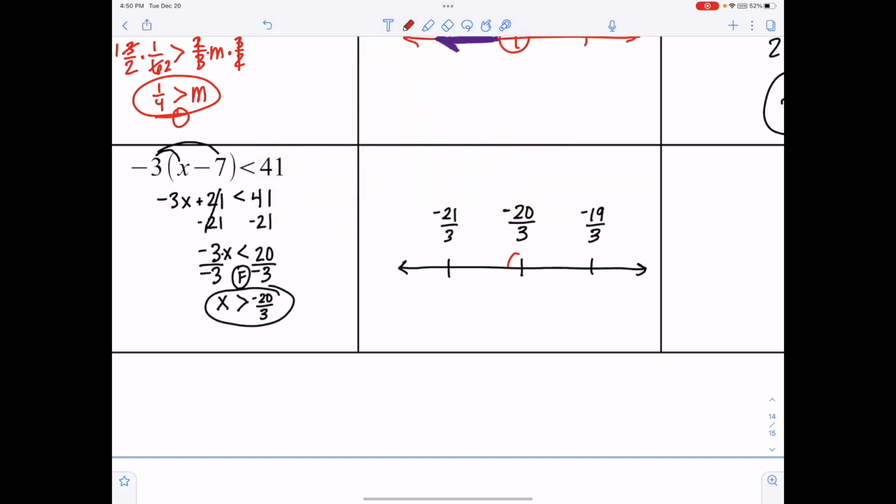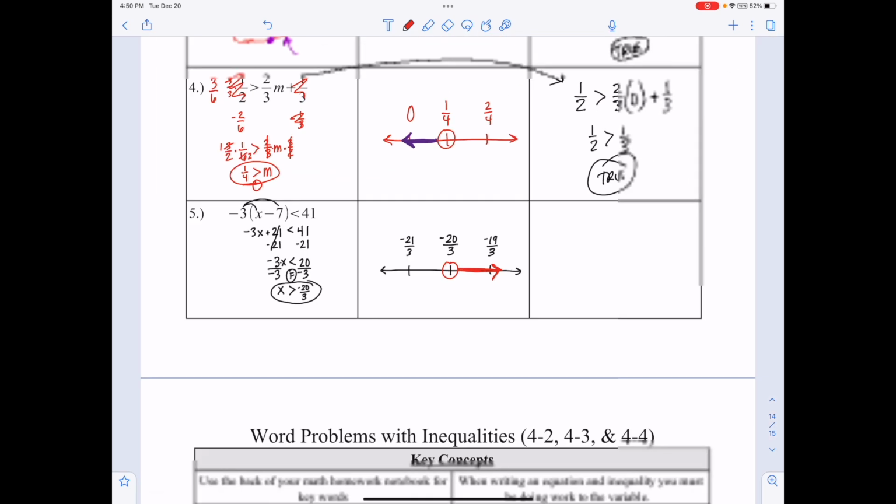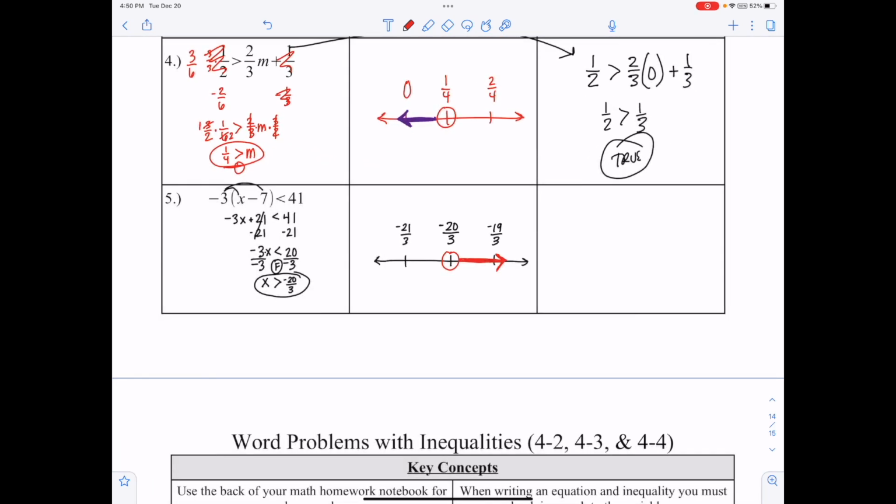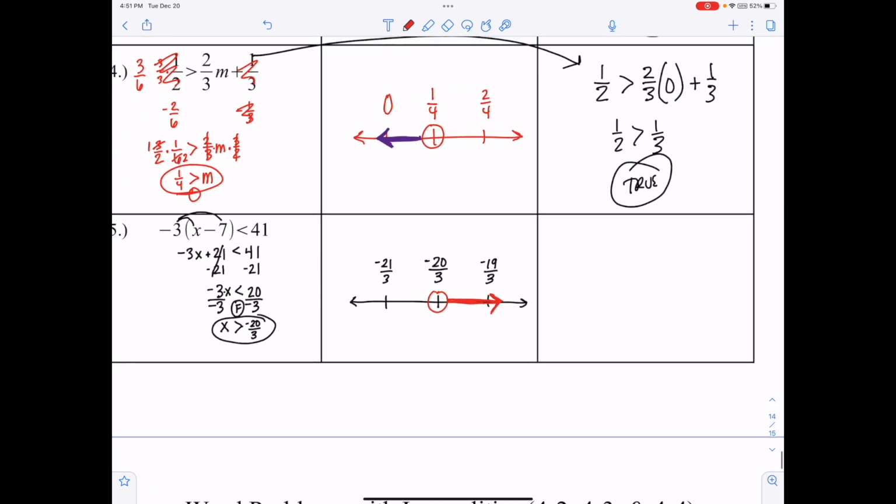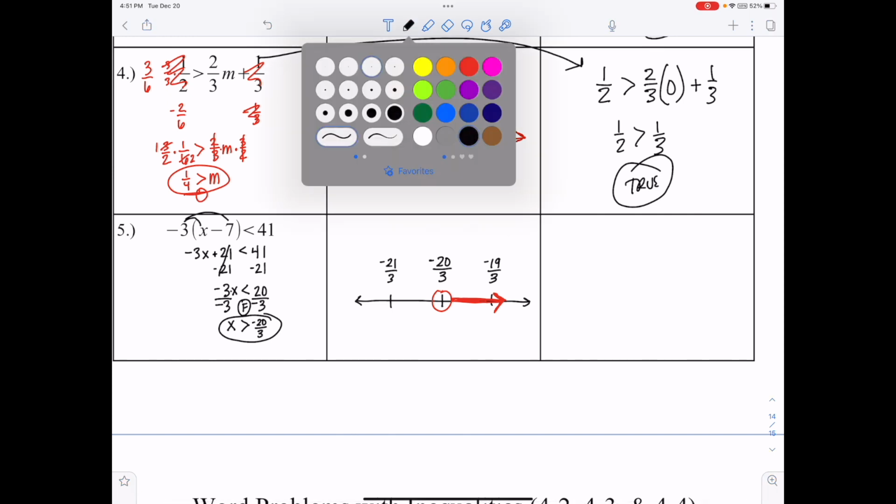I'm going to change colors, and then go back to this variable right here and read it carefully. It says x is greater than. We know greater than goes to the right. And so I'm going to draw my arrow here to the right. And there we go. And very last step here, we need to go ahead and do the check for our last problem. I'm going to go back to black here.